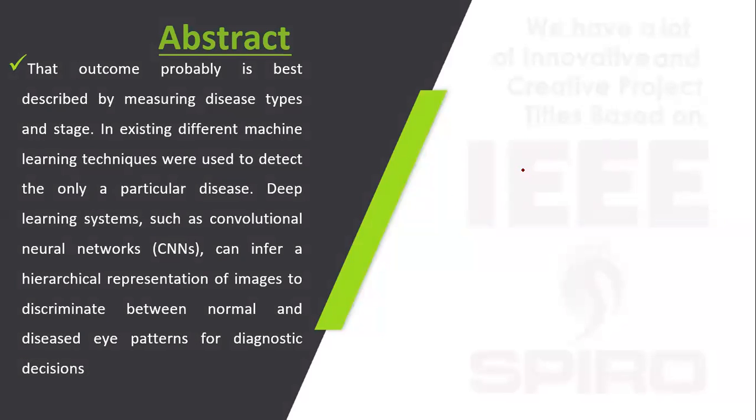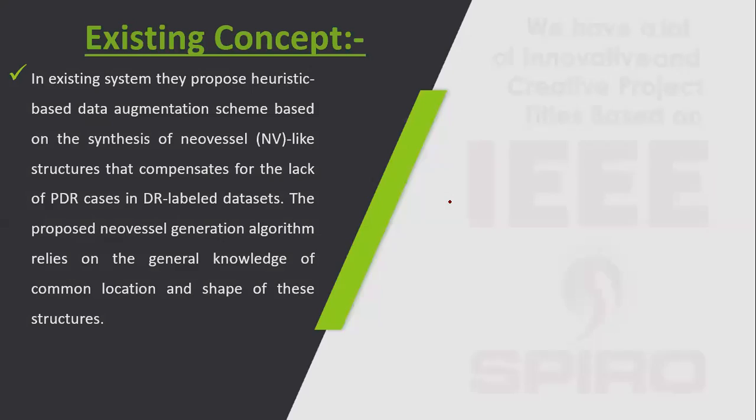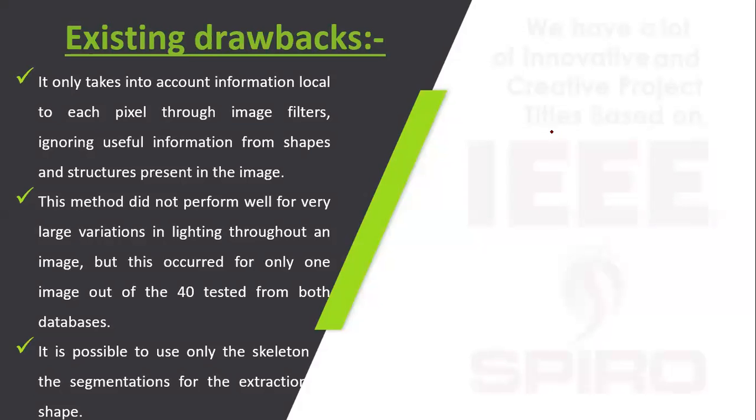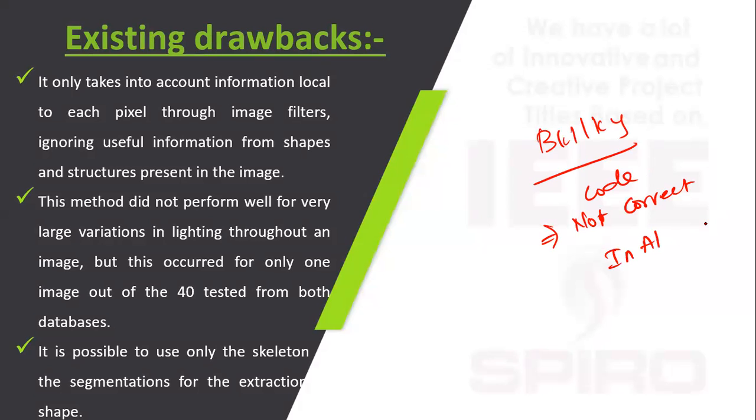Abstract. We are using a deep CNN model to analyze the images. In the existing system, they used machine learning. First of all, what is machine learning? Machine learning is a subset of artificial intelligence that detects without human intervention. The system has drawbacks. The system is bulky to code, so it is not correct all the time. So we will move to another approach, like deep learning.